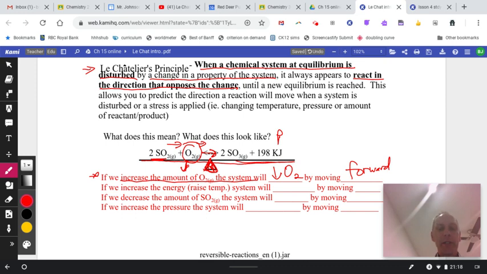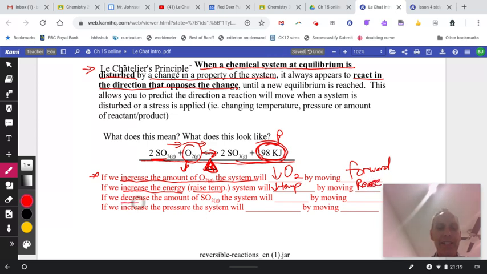Okay, let's look at the next one. If we increase the energy or raise the temperature, so here's temperature. When you do energy questions, think of energy as like a chemical compound. So if I were to increase or add more of this compound, it would try and use it up. How would it use it up? It would go in reverse. So if I add energy, it will increase the temperature, it will decrease the temp by moving reverse or backwards. Add something, it moves away from it.